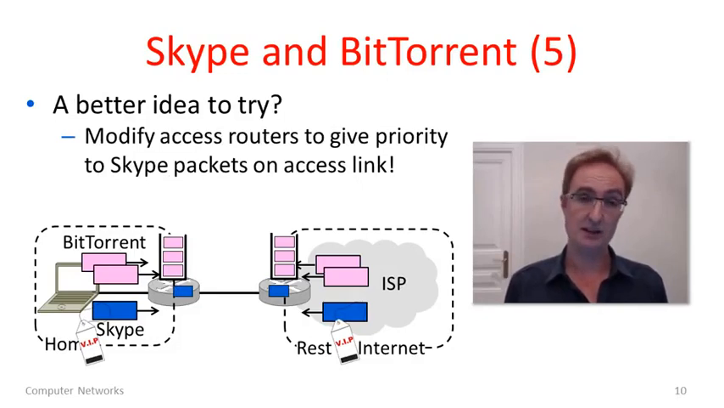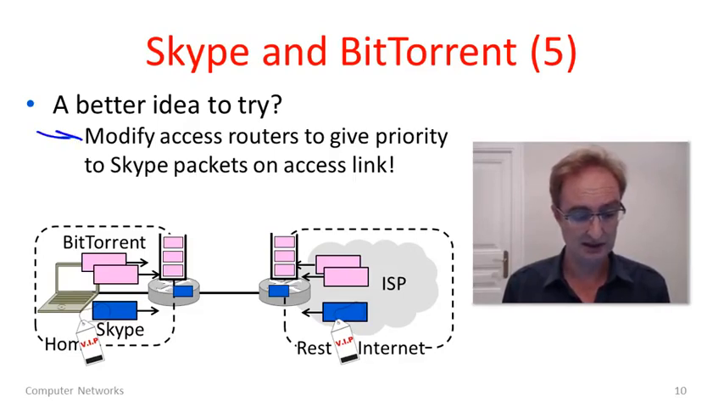Here is a brilliant idea that we might try, sort of. And quality of service will take us towards some of these things. Here's the idea. Let's just use the one access link and the routers adjacent to the access link here. These are the access routers. We're going to modify them so that we're going to tag the Skype packets with a VIP tag, very important packet, I guess, and we'll modify the routers here to give Skype packets priority on the link.